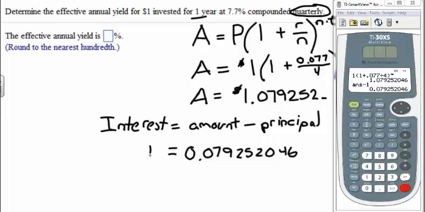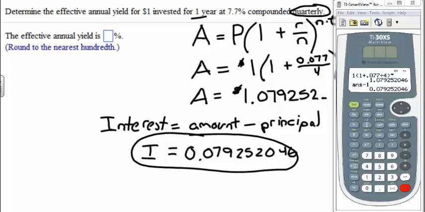0.079252046. That's the interest, which means if our account was using simple interest, we would need to have a simple interest rate of 7.93%. So we have to convert this back into a percentage, which would be 7.9, and it says to the nearest hundredth up in our directions, so it'd be 7.93.